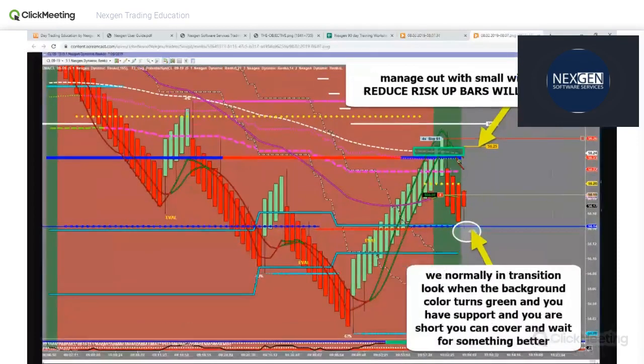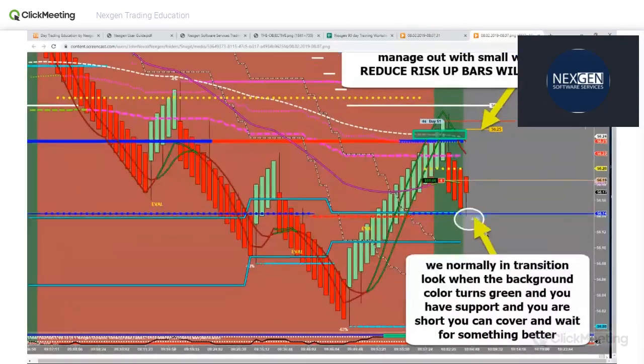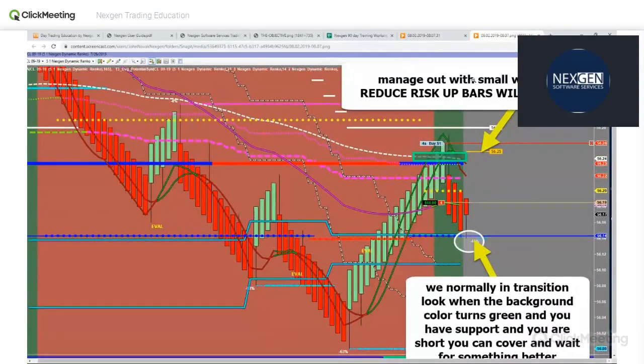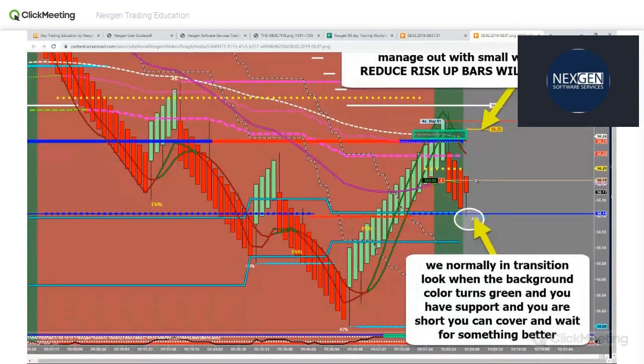This is an example like what we were just talking about. If you were short and you hit blue fibs and you have potential divergence and the background color is green, Melby, just to finish up that thought with the divergence. This is where tracking all of your trades and your pictures becomes very handy because you have an arsenal to use. So in this situation, we were talking about managing out of our trade with a small win or at least reducing the risk.